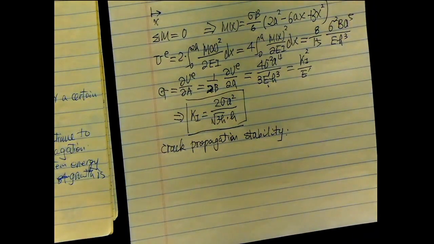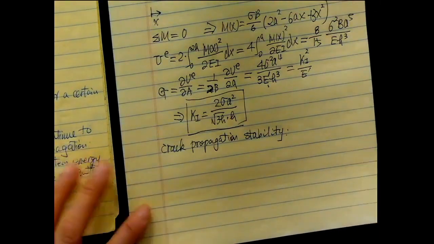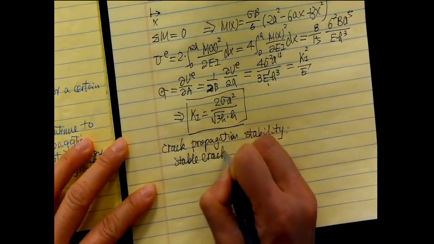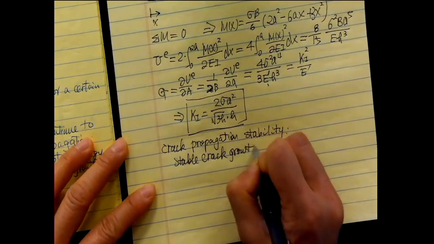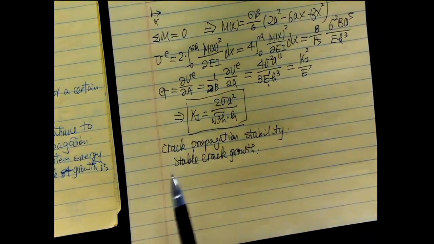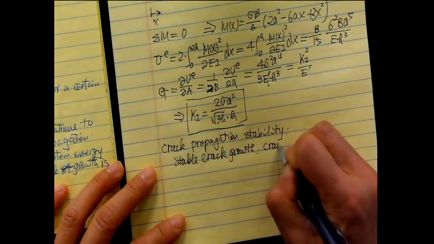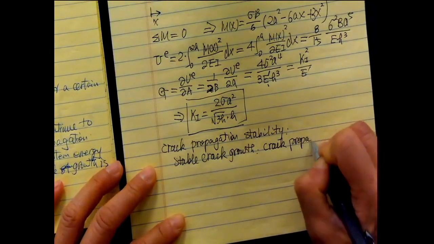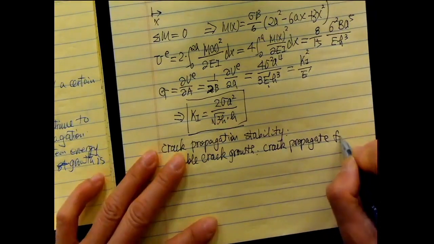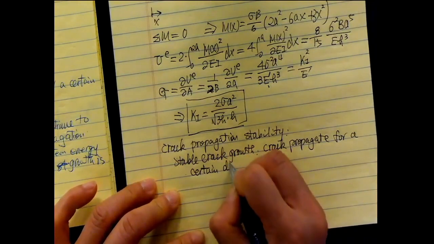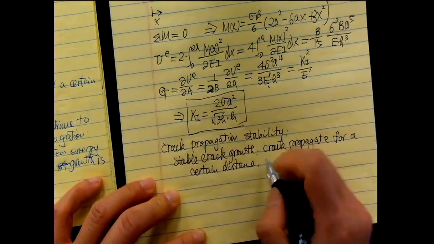So this deals with what happens once the crack starts to propagate. If you have a stable crack growth, it doesn't mean that the crack growth is constant. What it means is that the crack will propagate for a certain distance, and then it stops.